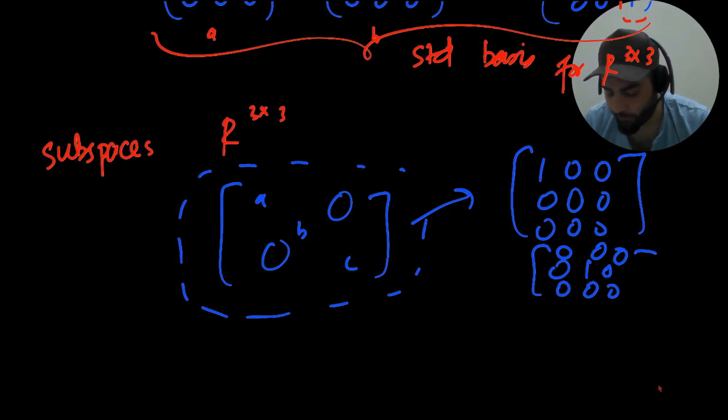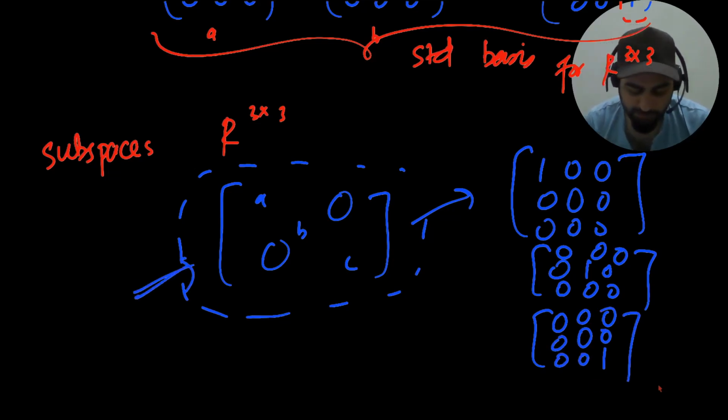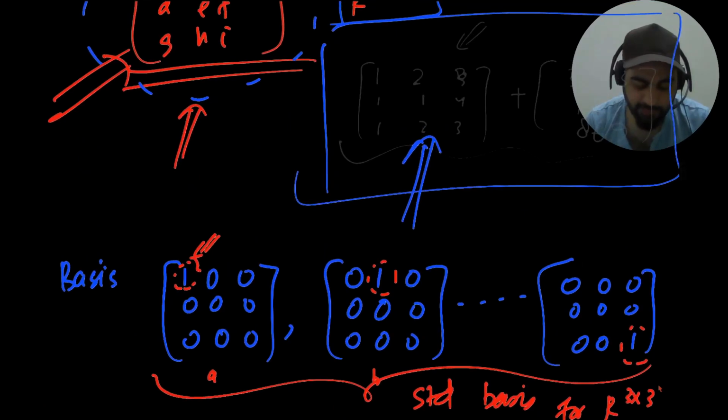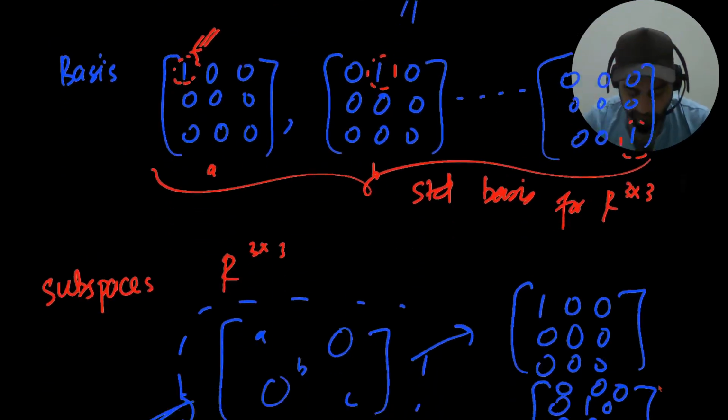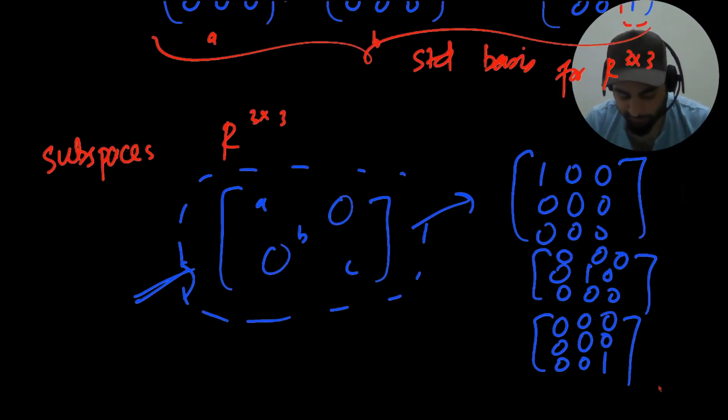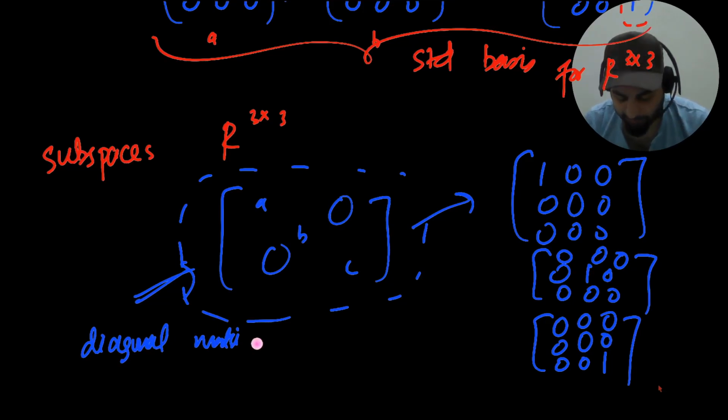So this will be another vector, and one more will be there, 0, 0, 1, 0, 0. So these will be the other vectors. So this is also a vector space. Now we have this bigger vector space of 3 cross 3 matrices. So this will be a subspace: the diagonal matrices. The diagonal matrices will be a subspace of this R 3 cross 3 matrix space.